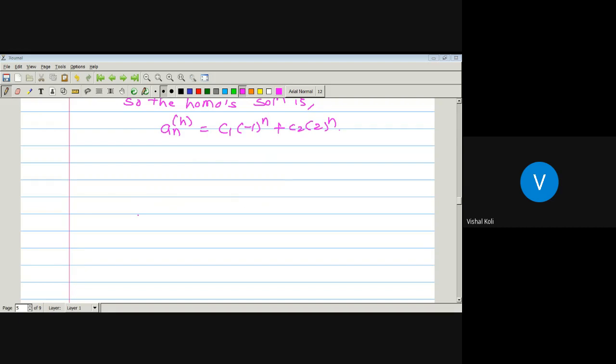To find its particular solution, as here f(n) is equal to n square, then a_n equal to a_0 plus a_1 n plus a_2 n square is the trial function.